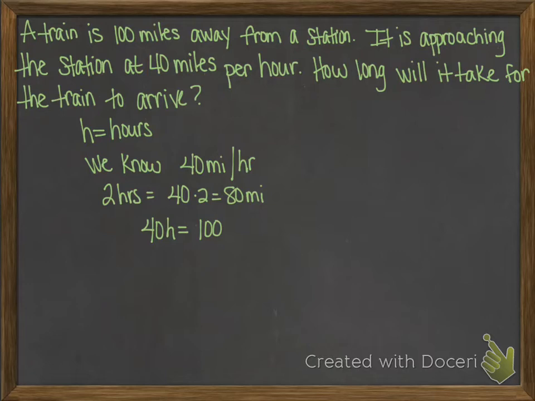Now that we've set it up, it's a one-step equation. We can solve by dividing both sides by 40. By doing so, we get that it'll take the train 2.5 hours to arrive.